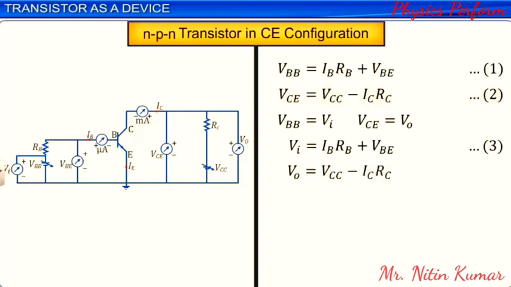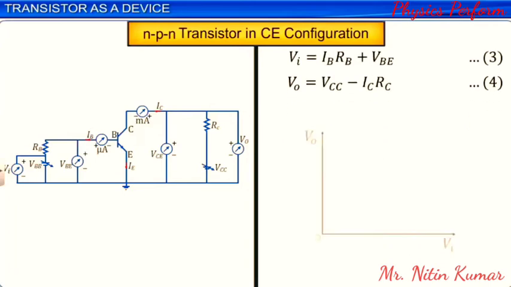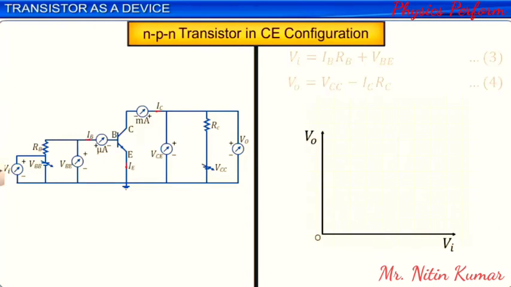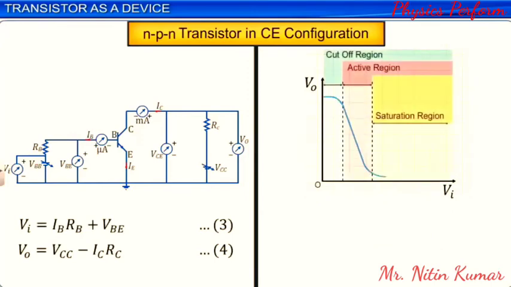Let us now discuss the change in the output voltage VO with the change in the input voltage VI. In case of a silicon transistor, the cutoff voltage is 0.6 volts. As long as the input voltage VI is less than 0.6 volts, the transistor is in the cutoff state and the collector current IC is 0. Then from equation 4, the output voltage VO is equal to VCC.